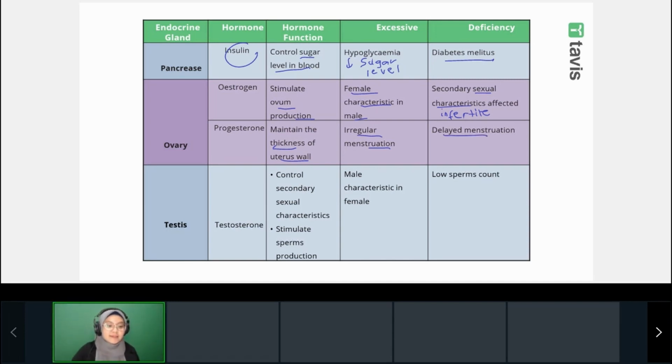The testes secrete the testosterone hormone. Testosterone controls the secondary sexual characteristics of a male and stimulates sperm production. An excessive amount of testosterone, since women also have testosterone, will cause male characteristics in a female. The female may have a small breast and other male characteristics. A deficient amount of testosterone causes a low sperm count.